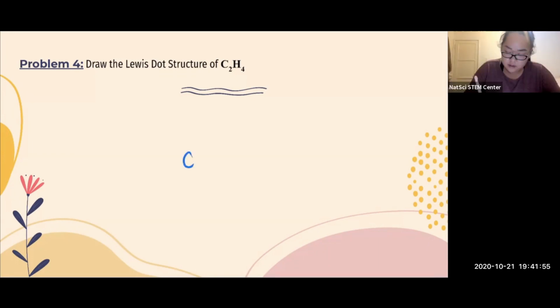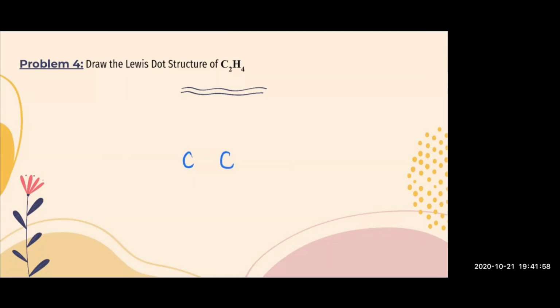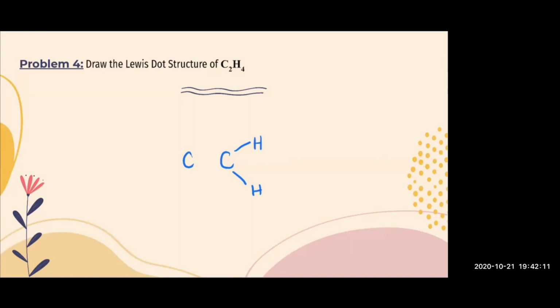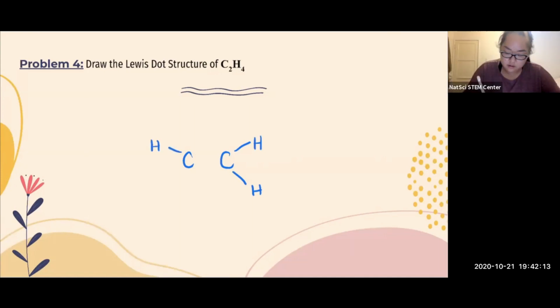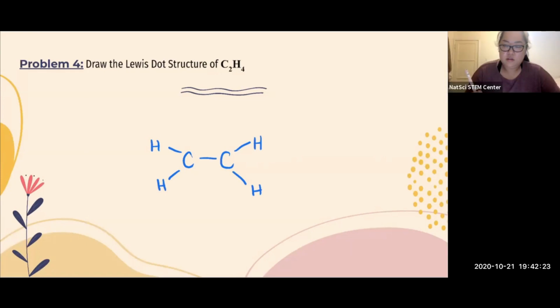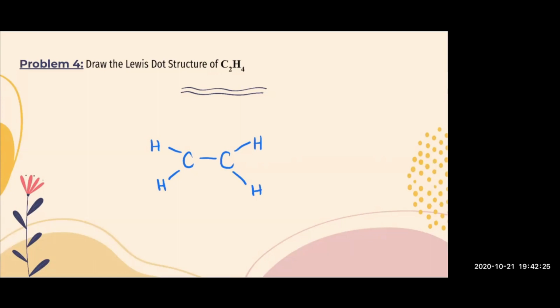So first I draw out the 2 C's. Okay, so carbon and carbon. And then I draw out the H's next to 1 carbon. Okay. And then the 2 others on the other side. Okay. And then I connect the 2 carbons together with 1 bond. Okay. And then I add 2 electron pairs to each carbon.